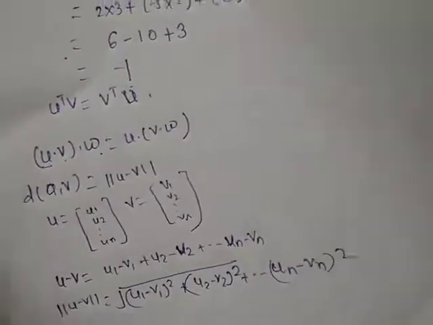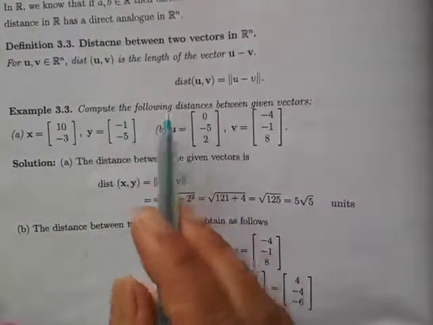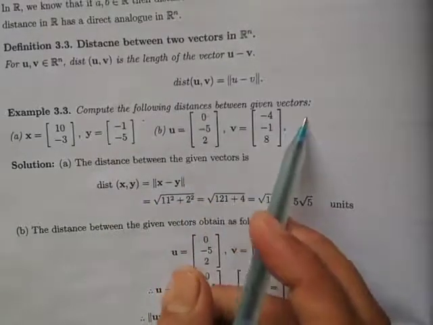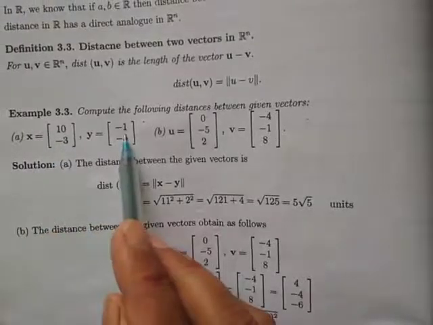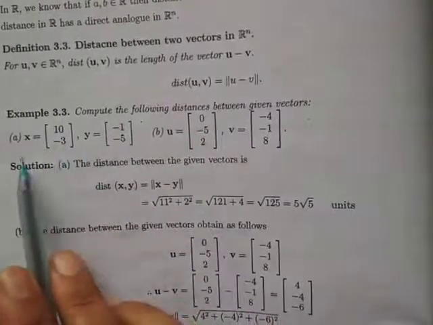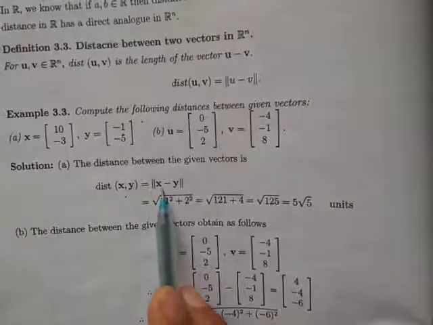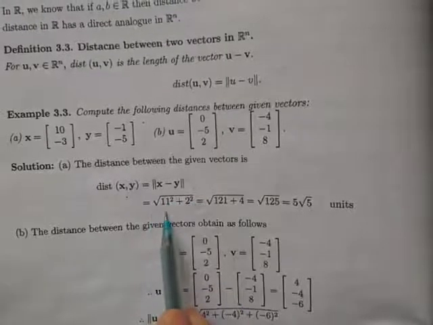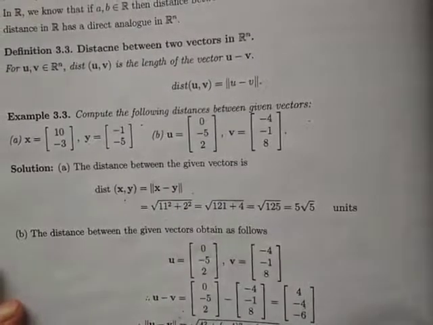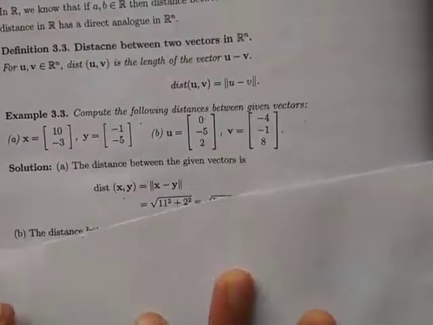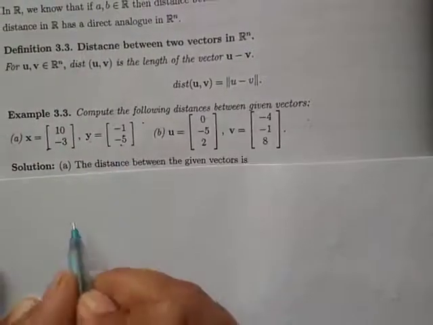Okay, so here let us see some examples. Compute the following distances between given vectors. A, x is equal to this and y is equal to this. We have to find the distance between x and y. So the distance between x and y is equal to norm of x minus y. Here, students, x is equal to this and y is equal to this.